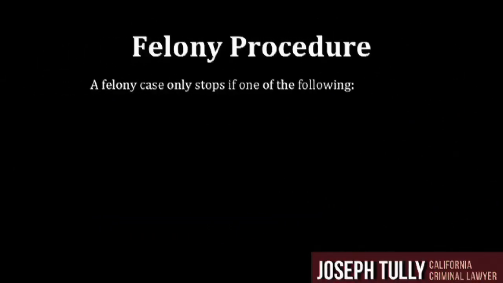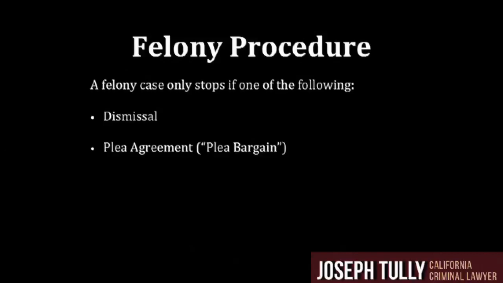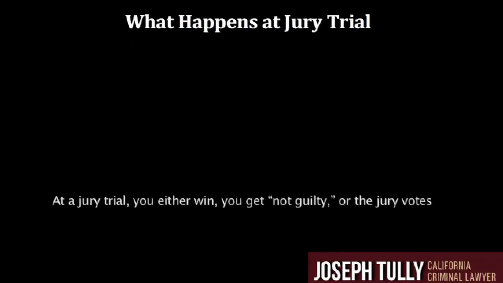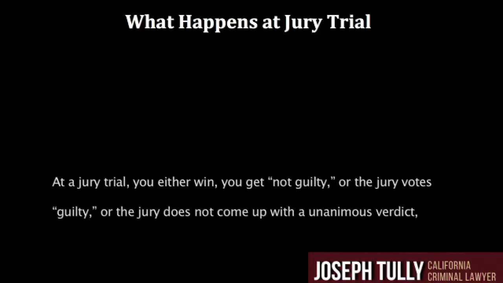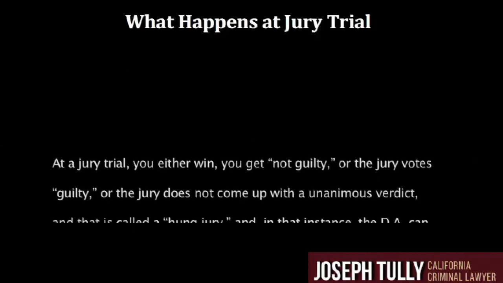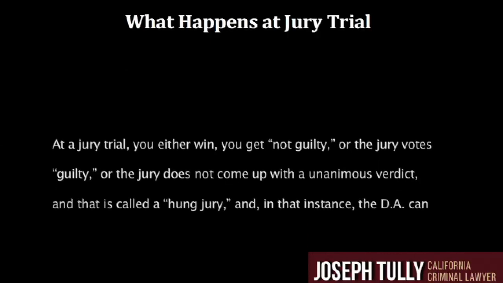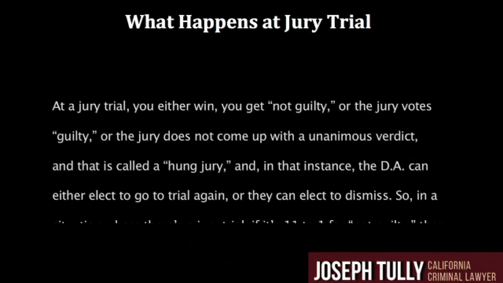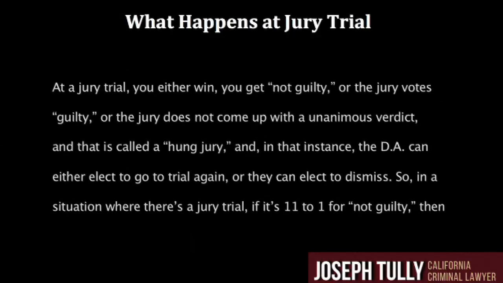A felony case only stops if one of the following occurs. The DA or a judge dismisses the case. There's a plea agreement, otherwise known as a plea bargain, or you go to jury trial. At a jury trial, you either win, you get not guilty, or the jury votes guilty, or the jury doesn't come up with a unanimous verdict, and that's called a hung jury. And in that instance, the DA can either elect to go to trial again, or they can elect to dismiss.